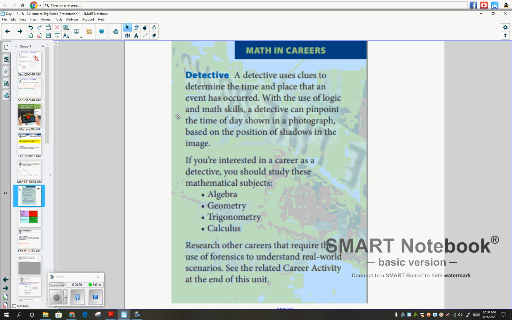Math and careers. A detective uses clues to determine the time and place that an event has occurred. With the use of logic and math skills, a detective can pinpoint the time of day shown in a photograph based on the position of shadows in the image. One of the things they can use is trigonometry to determine that by looking at the photo, measuring some sides, measuring some angles, and going from there. And also involving similar triangles as well, which we talked about before spring break.